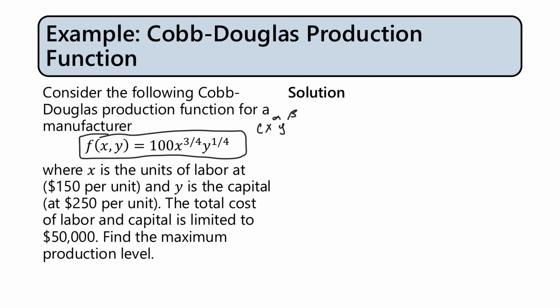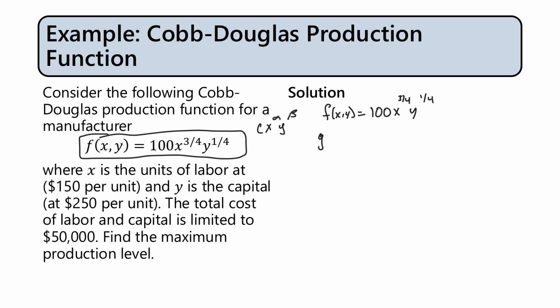So here we're talking about x is the units of labor at $150 per unit, and y is the capital at $250 per unit. We want the total cost of labor and capital limited to $50,000. We want to find the maximum production level. So in this case, our f of x, y is given. So y to the 1/4.